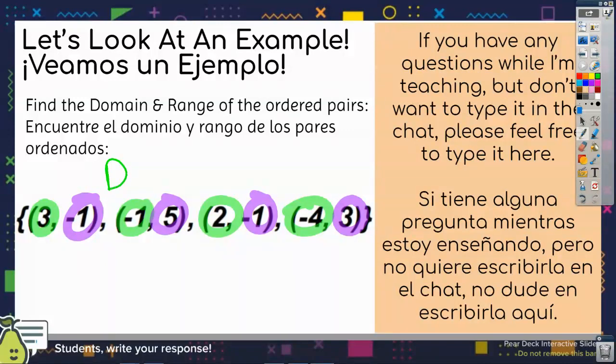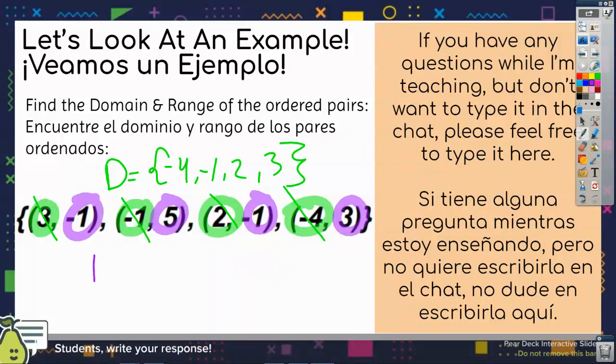So, D for domain, equal sign. We're going to go. My smallest number is -4. I'm going to cross it out because I used it. What's left? -1, 2, 3. Okay.